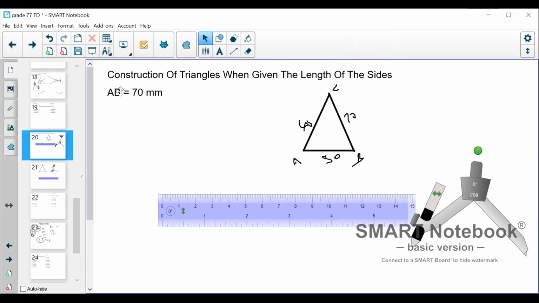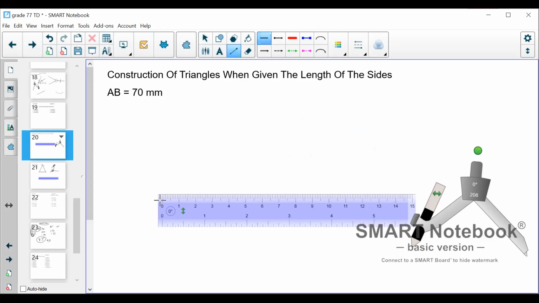However, if you're just given the measurement for one side, we would assume that it is an equilateral triangle and all the sides are the same, which is 70. So when you see you're just given one measurement, assume it to be an equilateral triangle, and you just use that measurement to construct the triangle. So step one, first thing we need to do is draw the base. The base is 70, AB is 70, so we draw the base 70 mm long.